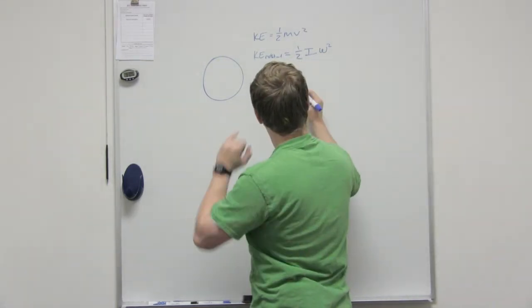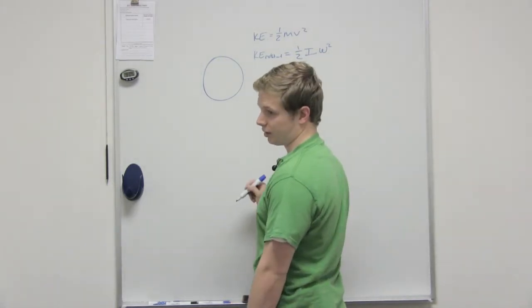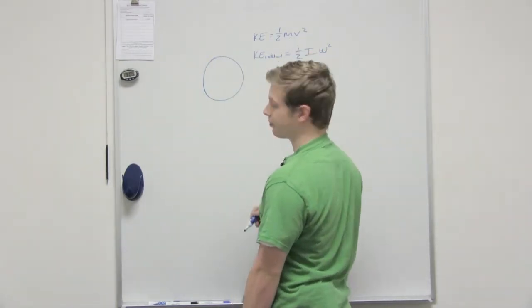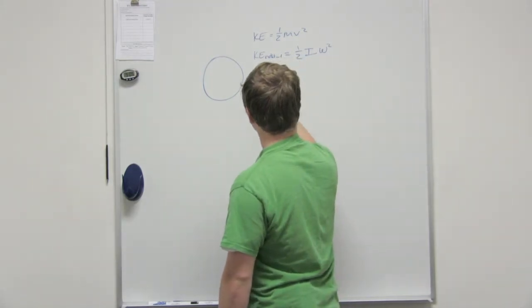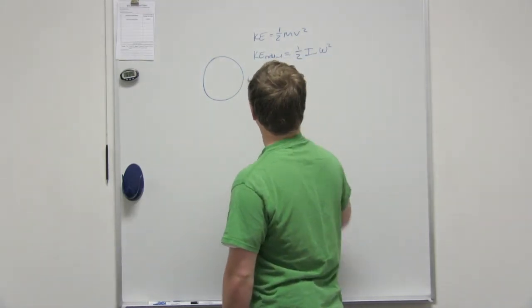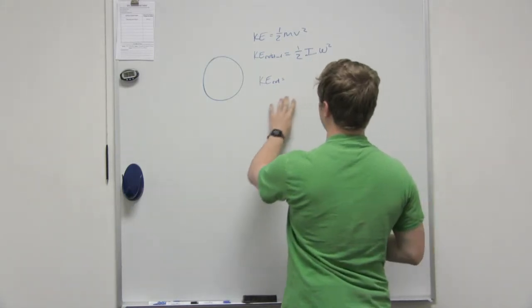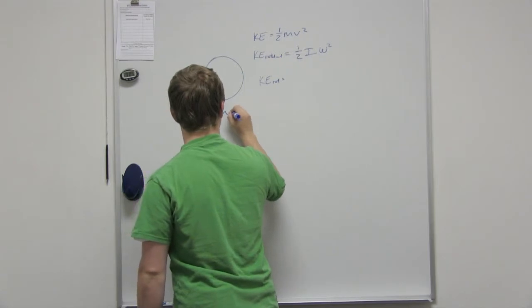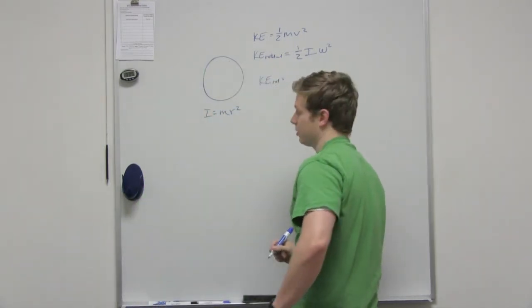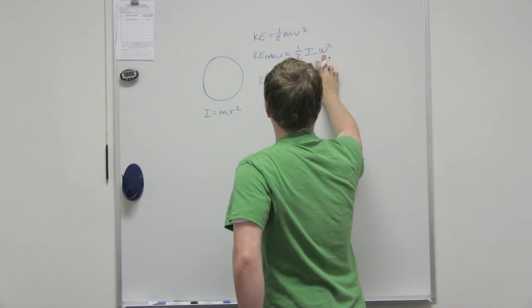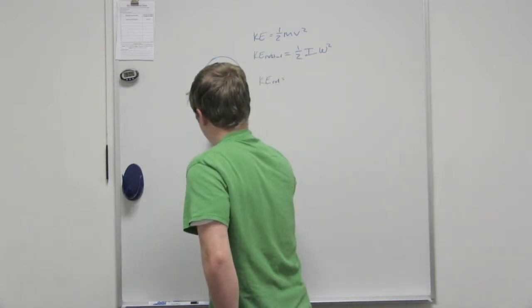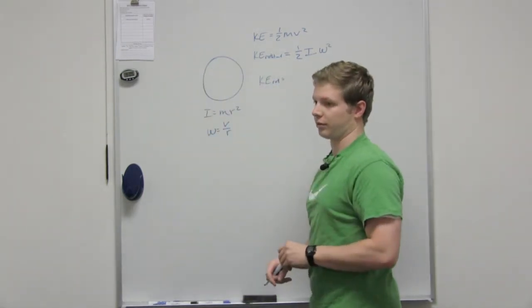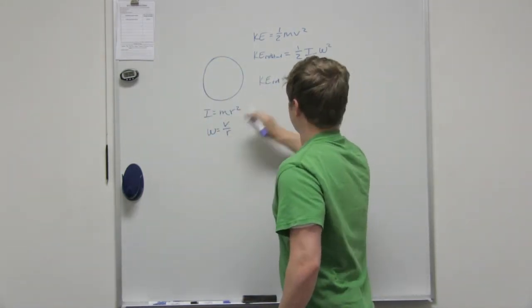Okay, so what we want to do is compare the two to see how they relate. So we're basically going to get this in terms of mass and velocity to see what it is. So the moment of inertia for a hoop is mr squared, right? And then angular velocity is going to be v over r, so velocity over radius. So we're going to plug those in.